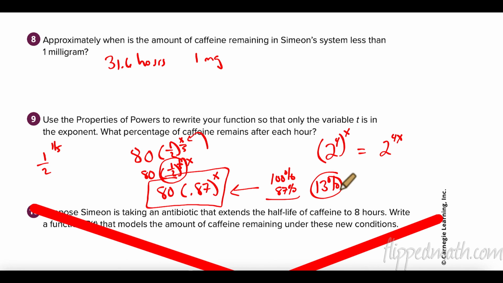Now that's 13% of what it had before. See, I can't just take my 5 hours and divide by half and see what I get. Each hour I'm going to lose 13% of what I had in my system at that time.